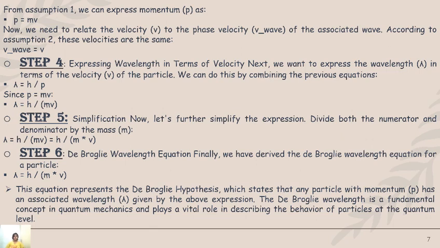Step 6, de Broglie wavelength equation. Finally, we have derived the de Broglie wavelength equation for a particle: lambda is equal to h divided by m times v. This equation represents the de Broglie hypothesis, which states that any particle has an associated wavelength given by the above expression. The de Broglie wavelength is a concept of quantum mechanics and plays a role in describing behavior at the particle level.